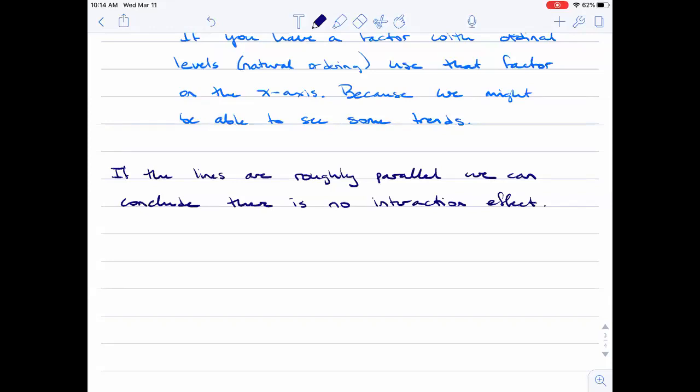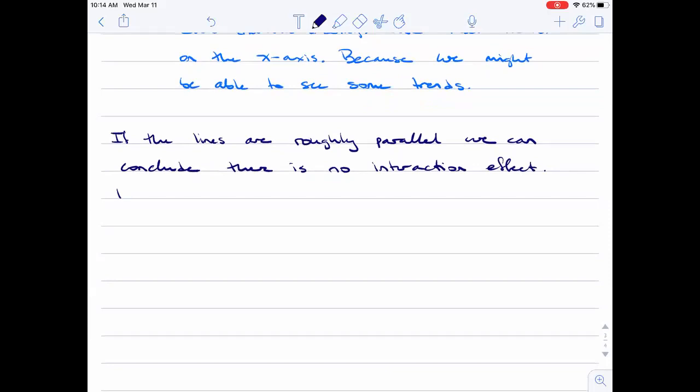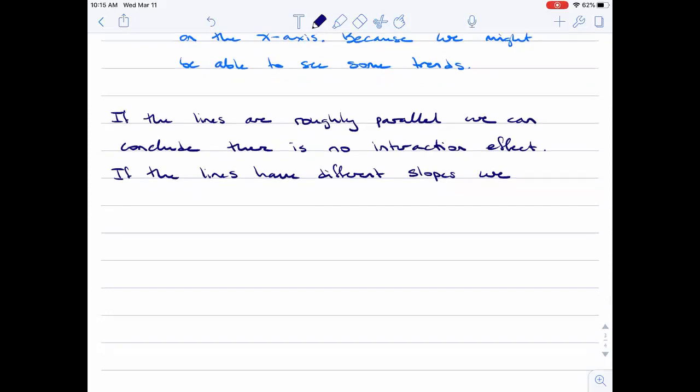Right. And then we'll introduce the interaction next day. But all the tools that we've learned so far stay the same. So if the lines are roughly parallel, we can conclude there's no interaction effect. But if the lines have different slopes, we should include the interaction effect in our model.